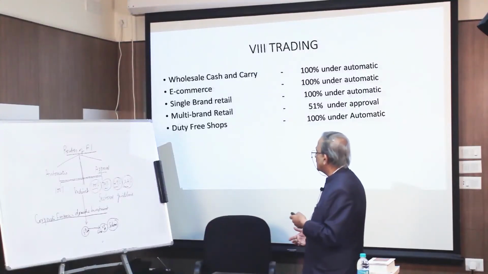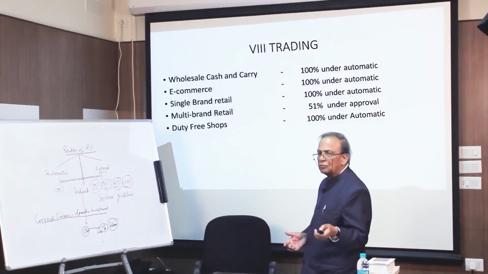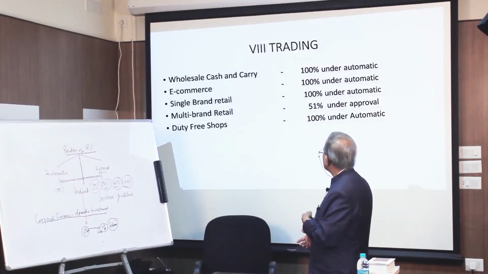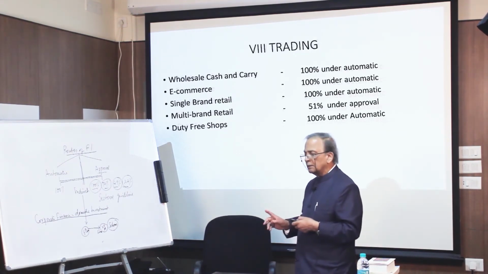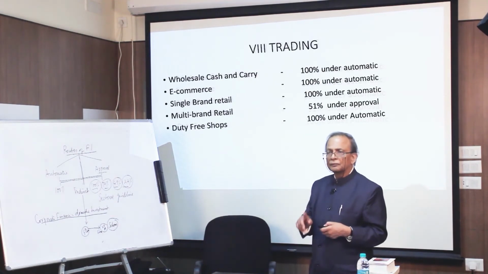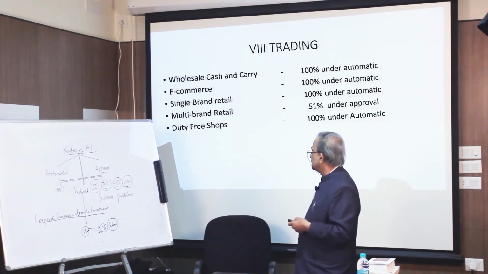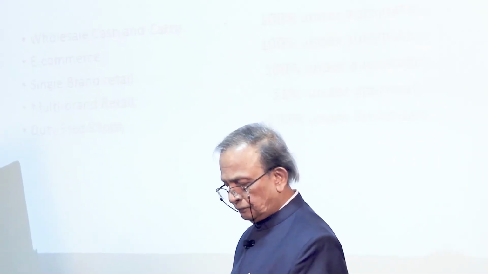So it is from ground to market. Multi-brand retail is from ground to market. That's why it is 51%, but with the approval route. And in the approval route, the government generally prescribes many things before giving approval. Duty free shop, 100%.